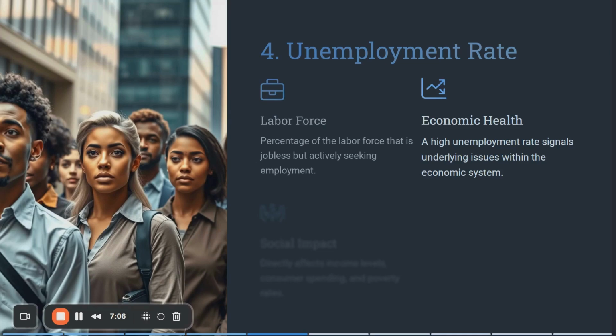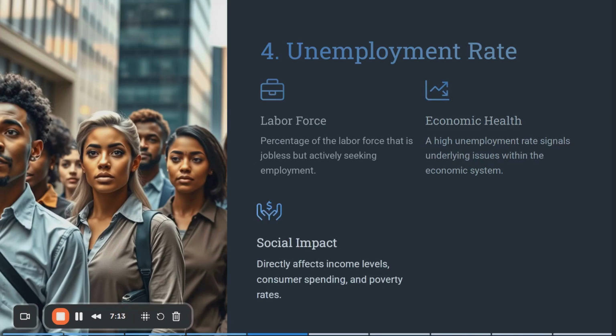So, unemployment should not exist in any country. If unemployment is present in a country, it affects social factors like consumer expenditure and the poverty rate. So there should be no unemployment.